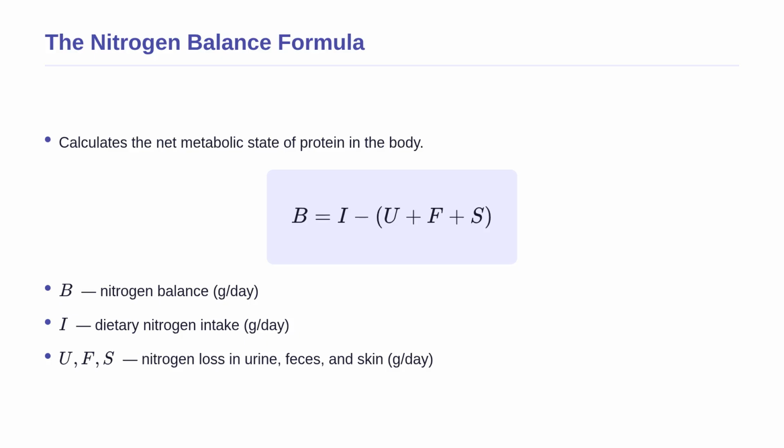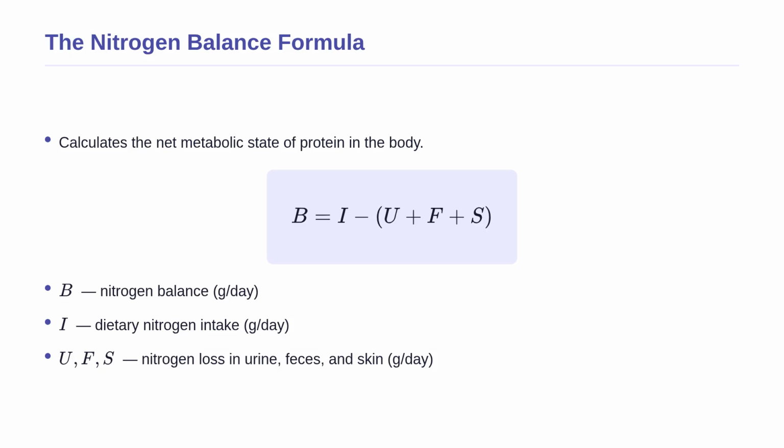To quantify this clinical state, we use the nitrogen balance formula. Conceptually, this is a simple accounting equation: what goes in minus what goes out. In this formula, the variable B represents the net nitrogen balance, measured in grams per day. The variable I is the total dietary nitrogen intake. Inside the parentheses, we have the variables U, F, and S, which represent the physical nitrogen losses through urine, feces, and skin, respectively.